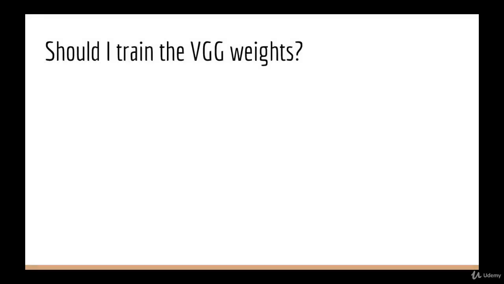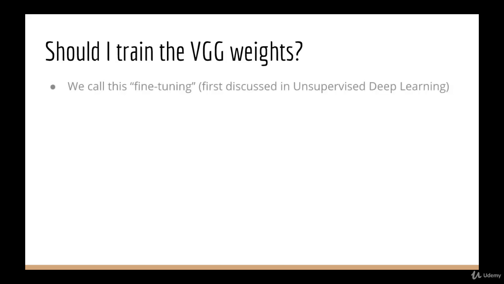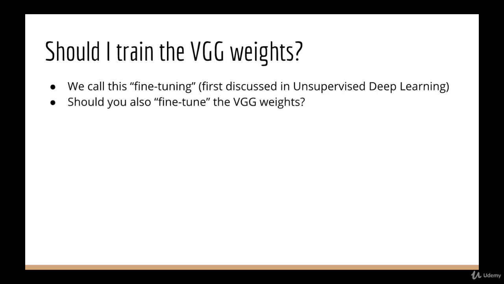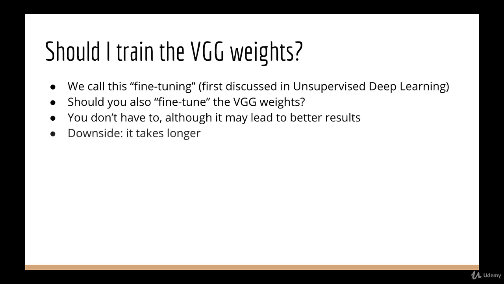One ambiguity here is whether or not you should allow gradient descent to backpropagate through the VGG weights. If you recall from unsupervised deep learning, we call this fine-tuning. So whether you want to do this or not is up to you. It will probably lead to better results. The downside to this is that it will take longer, since you're effectively having to train the entire neural network.